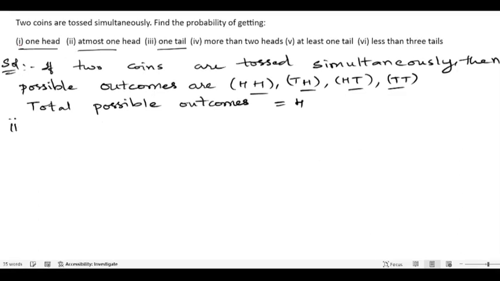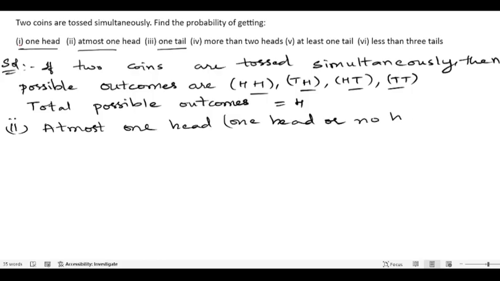Now let us solve the second bit. So second bit, at most one head. So let us write down at most one head. So at most one head means one head or no head. So we can write one head or no head is obtained.